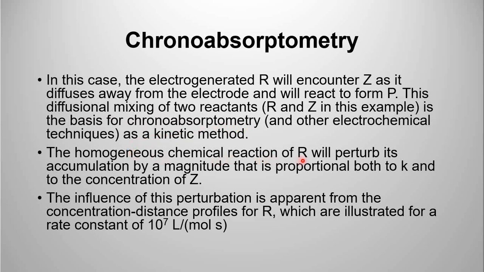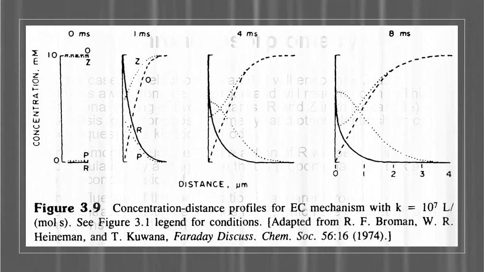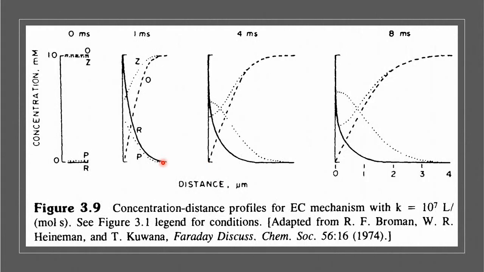The homogeneous chemical reaction of R will perturb its accumulation by a magnitude that is proportional both to the rate constant k and to the concentration of Z, which is already present in the solution and waiting for the formation of the reduced species R, which is acting as one of the reactants. So the influence of this perturbation is apparent from the concentration distance profiles for R, which are illustrated for the rate constant of 10 raised to the power 7 liter per mole per second. The same you see over here in this figure.